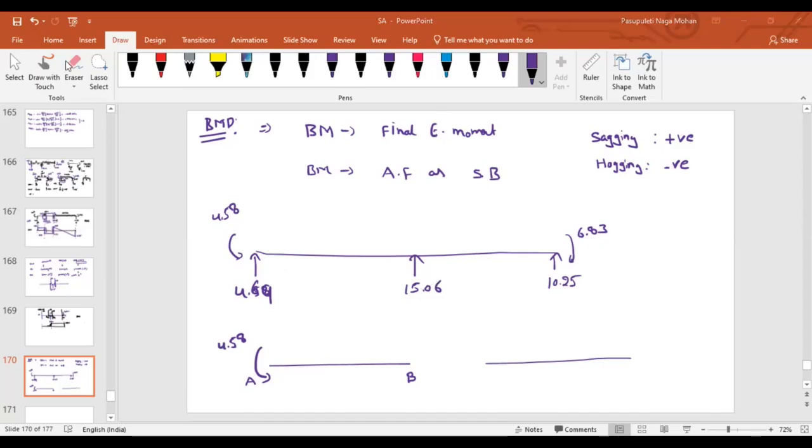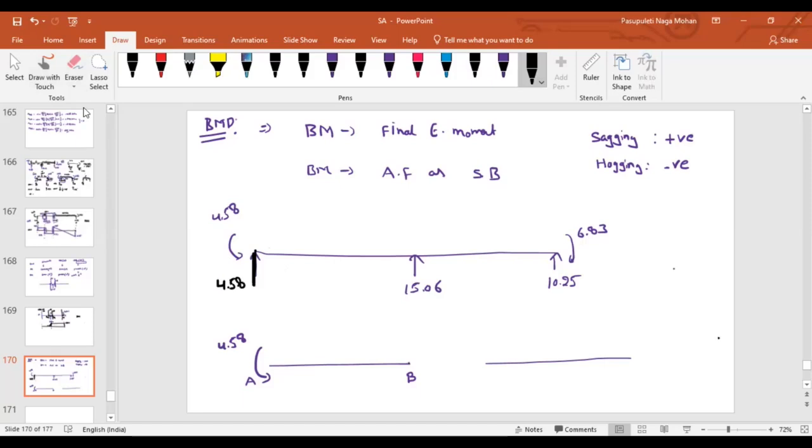So at A, what is the bending moment diagram? Let me do one thing. What is the bending moment here? As it is hogging, negative, I am representing it in the downward direction. What is this value? 4.58.